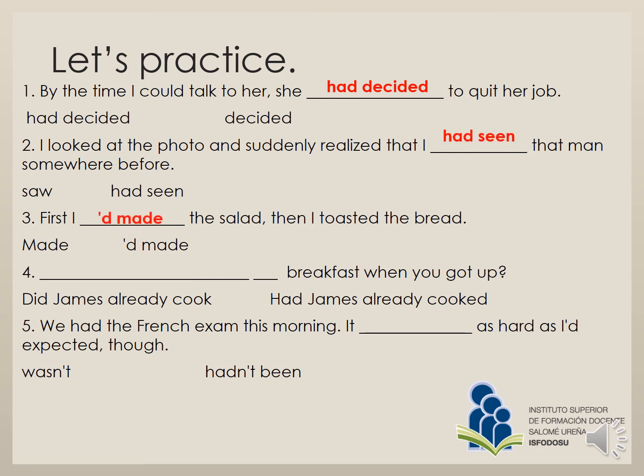The next. First, I made the salad, then I toasted the bread. It indicates the order in which the actions happened. What happened first? I made the salad. The next one, breakfast when you got up? What is the answer? Had James already cooked breakfast when you got up? Very good. The last but not the least important, let's see what it is. We had the French exam this morning. It wasn't as hard as I expected though. In this case, it was not using past perfect. It was using simple past.